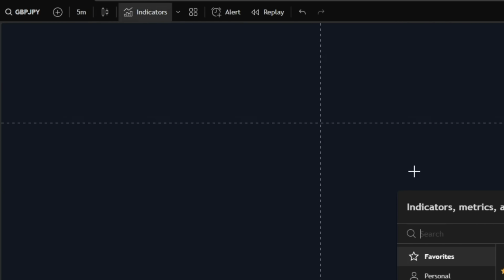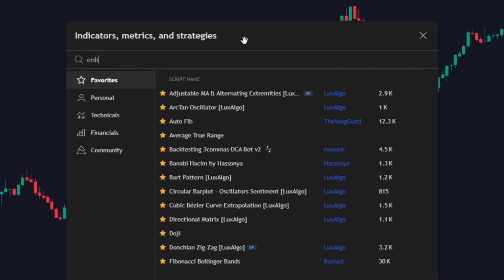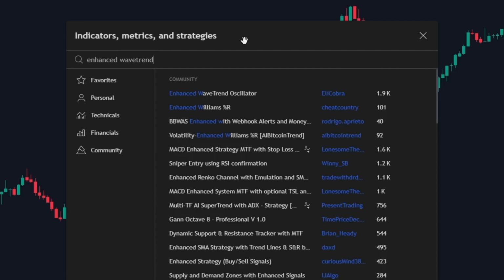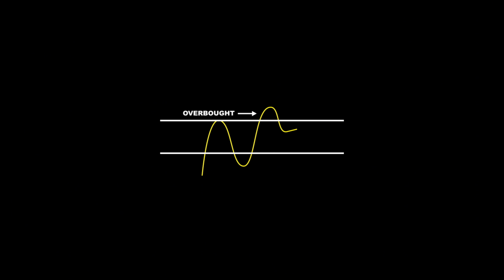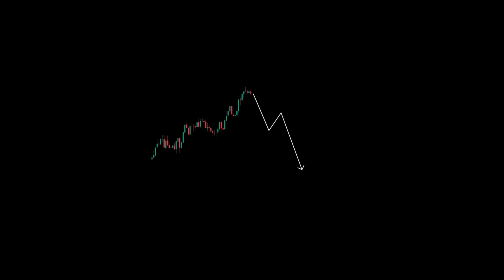Head straight to the indicators section. Search for Enhanced WaveTrend in the search bar. You'll want to select the one called Enhanced WaveTrend Oscillator, created by this guy. The Enhanced WaveTrend Oscillator is an advanced version of the original WaveTrend oscillator. This isn't just another oscillator. It's a sophisticated trading tool engineered to spot overbought and oversold market conditions with surgical precision. Professional traders use this to generate high probability trading signals, and it's become essential in modern technical analysis.